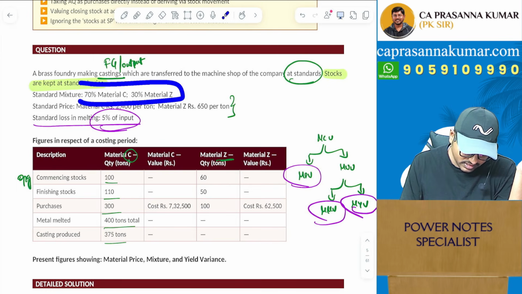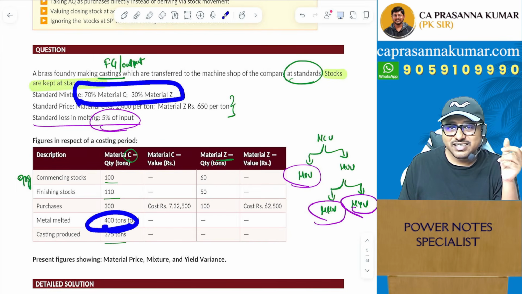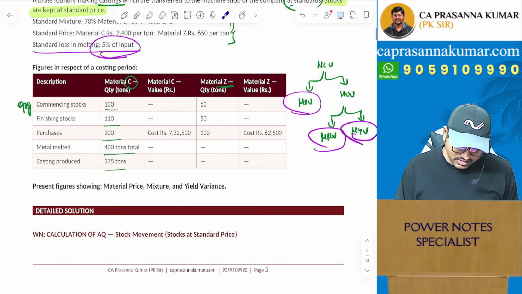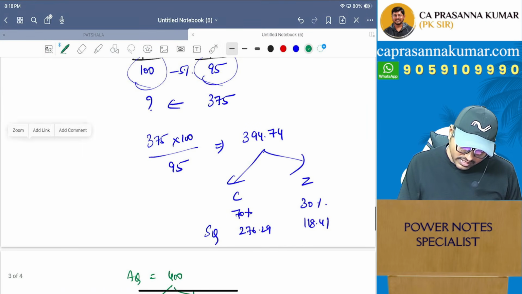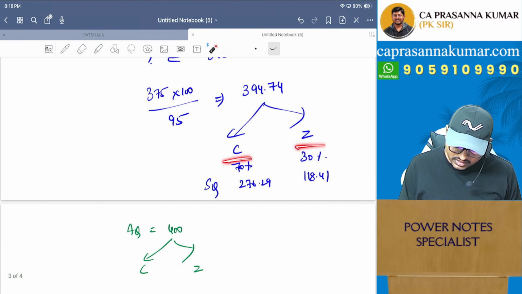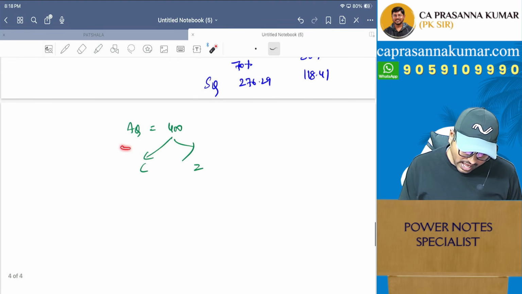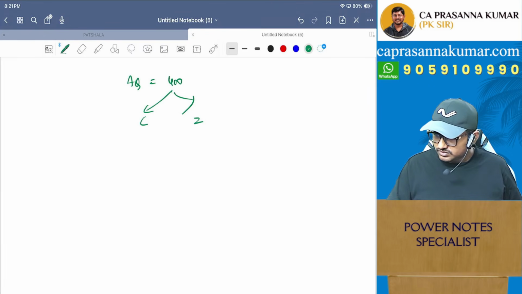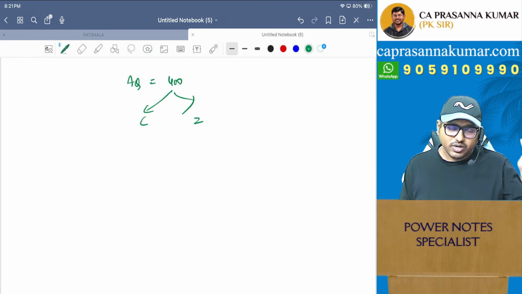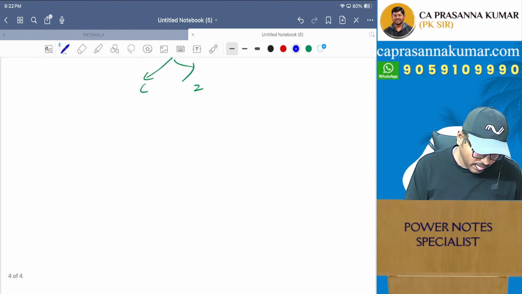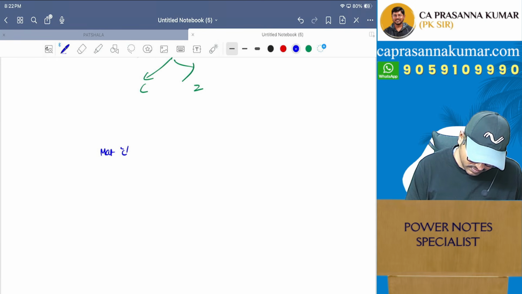Here there is only one mix, na? Because 400 is C and Z put together. How much is for C? How much is for Z? Sir, while calculating SQ for AOP also, we have got 375, sir. We have distributed that between C and Z in the ratio of standard mix, sir. Okay, sir. Actual quantity for C and Z put together is 400, sir, which is metal melted. So, metal melted, that 400 is given. Now, how to calculate actual quantity? Pretty simple, Nana. You see here, if you can look at the question, we have material C and material.